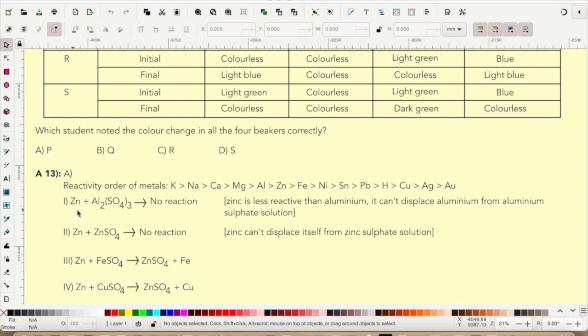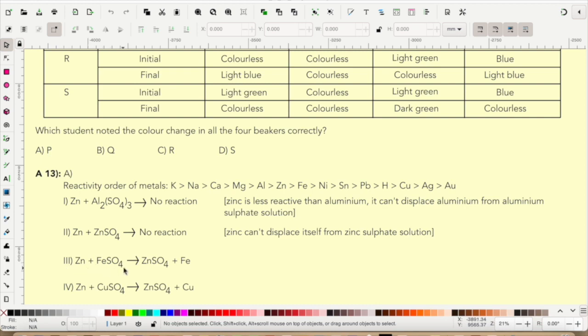In first beaker, zinc is supposed to react with aluminum sulfate. Zinc is less reactive than aluminum. It cannot displace aluminum from aluminum sulfate solution. So no reaction will take place, means there will not be any change in color of the solution. In second beaker, zinc is supposed to react with zinc sulfate. So zinc cannot displace itself, or even if it displaces, no new product is formed. So no reaction in this case also. So no change in the color of the solution.